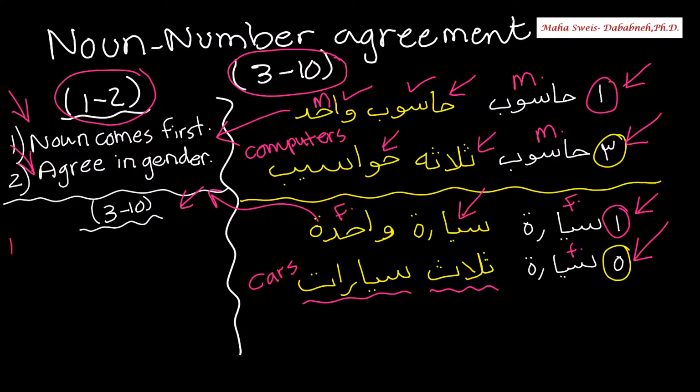So we have rules for numbers 3 to 10 in noun number agreement. If I were you, I would stop the video. Look at number 3 here, and look at number 5 here, and look at what I did. Do you think we have rules that are different from numbers 1 and 2? I think we do have different rules.